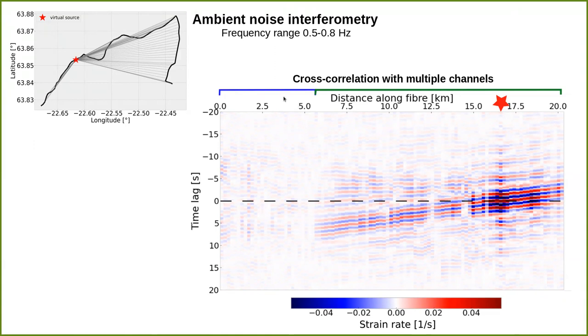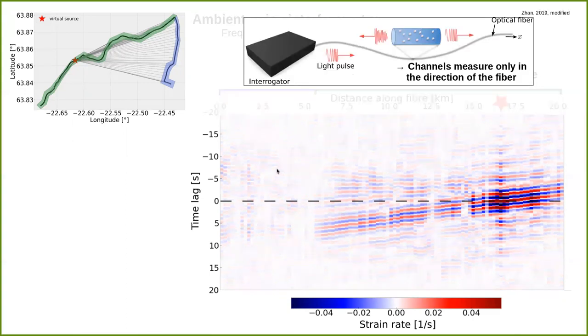The first 6 kilometers, here shown in blue, correspond to the fiber section that is more north-south oriented, and the last 15 kilometers, demonstrated in green, correspond to the northeast-southwest trending part. Clearly, the signal quality is much poorer on the north-south trending part. And the reason for this is the sensitivity of the fiber. So we remember that the channels measure only in the direction of the fiber. We only have one component.